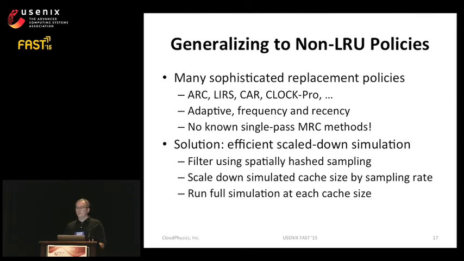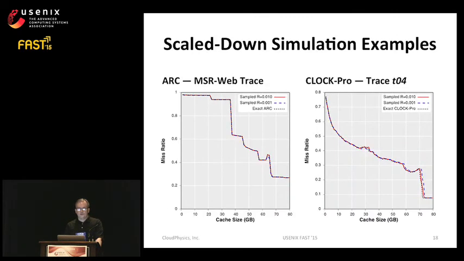First, we sample the input references using spatial hashing, say by a factor of 1,000, and then we scale down the simulated cache size, again by the same factor of 1,000. Now, it's not at all clear that this should work, but our initial results are extremely encouraging. Let's take a look at a couple of examples. Here we're using simulators that leverage existing open source implementations of ARC and ClockPro.